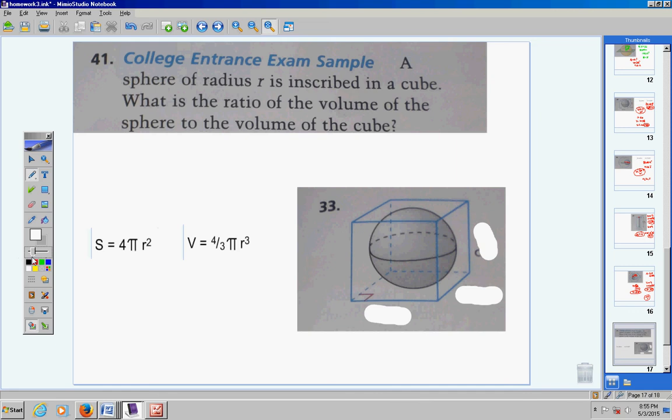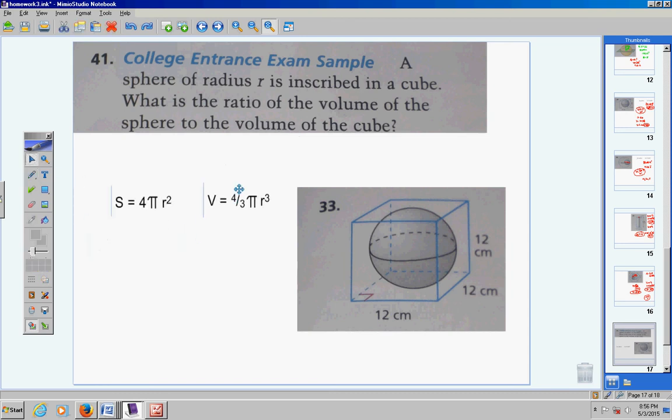Now, it's okay, guys. I think we will go ahead and use those measurements, because it really doesn't matter. We're calling it radius r. It really doesn't matter what you call the radius, as long as you're consistent. So let's go ahead and use this. Listen to me carefully, guys, and watch this. We want to know the ratio of the volume of the sphere to the volume of the cube. So in other words, ratio means I want volume of the sphere over volume of the cube.